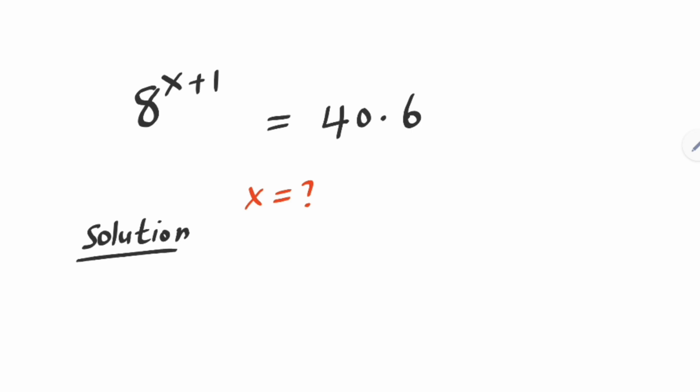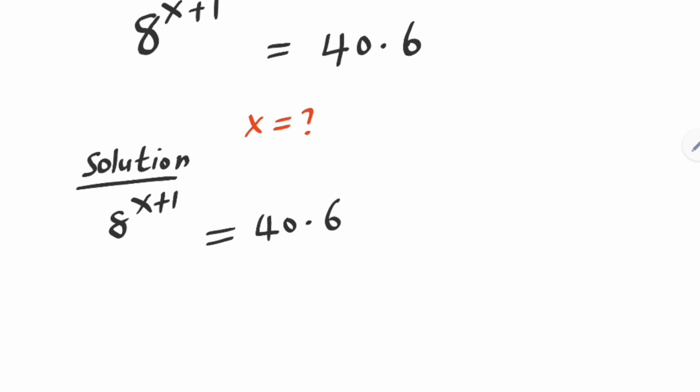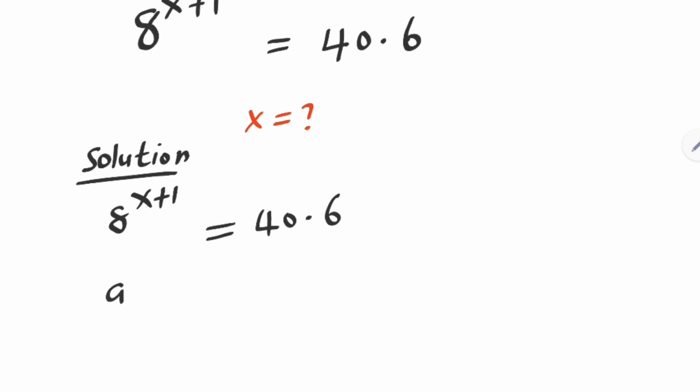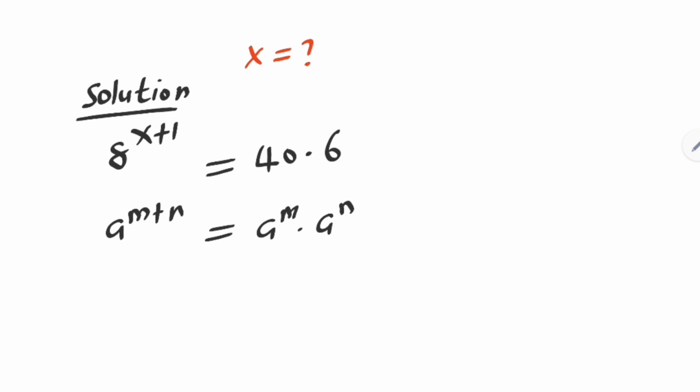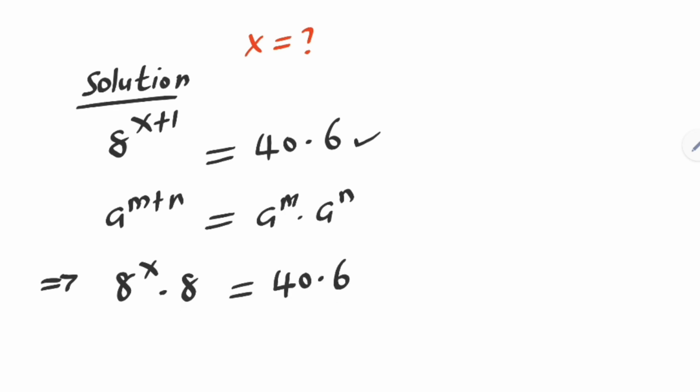We have the given equation 8 raised to power x plus 1 is equal to 40 multiplied by 6. Take note of this, that if you have a raised to power m plus n, this is equal to a raised to power m multiplied by a raised to power n. This can be written as 8 raised to power x multiplied by 8 is equal to 40 multiplied by 6.